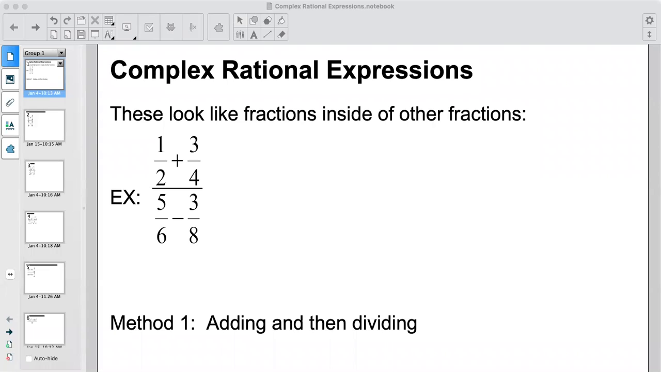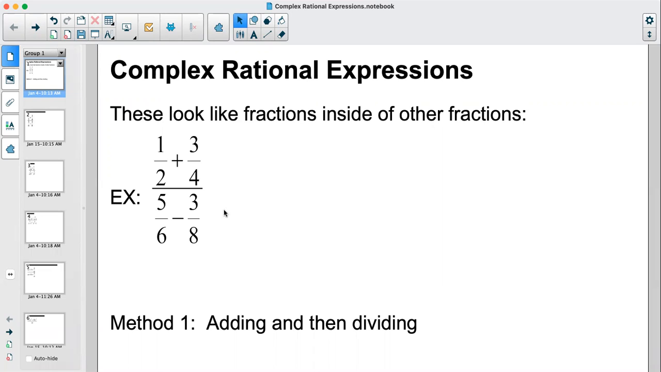This is our complex rational expressions video. So a complex rational expression, or a complex fraction, as it's often called, is just like when you have a fraction, but either the numerator or the denominator is also a fraction, or both, I guess.